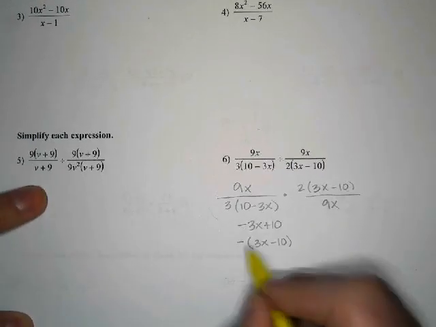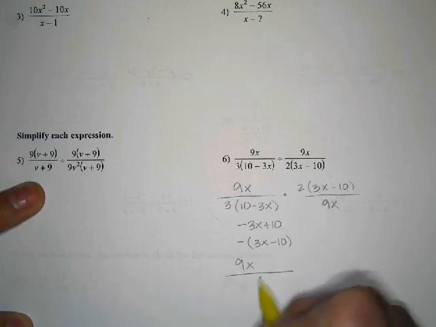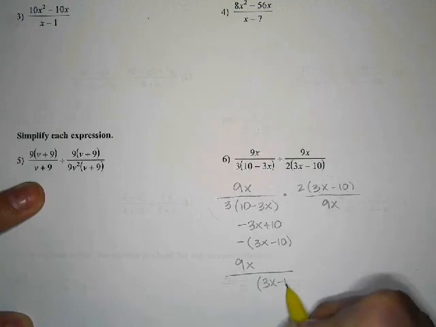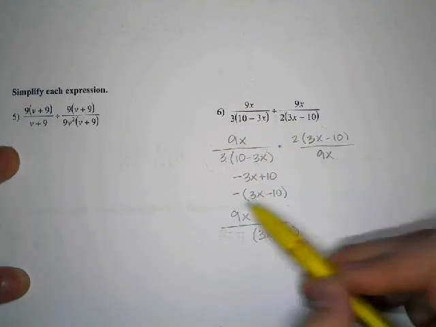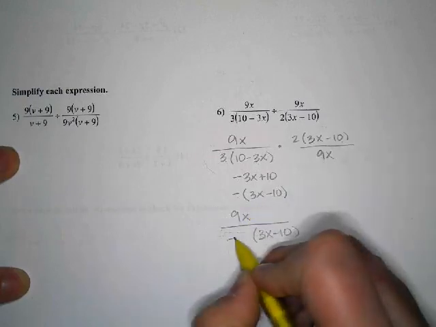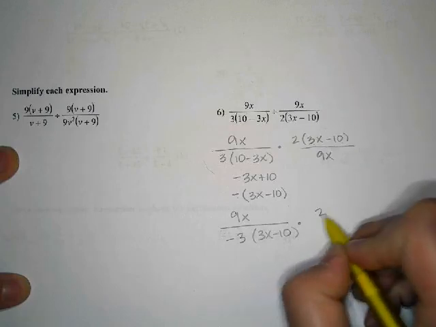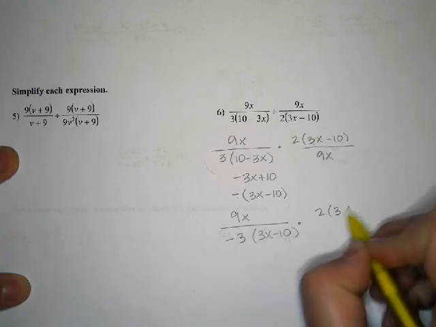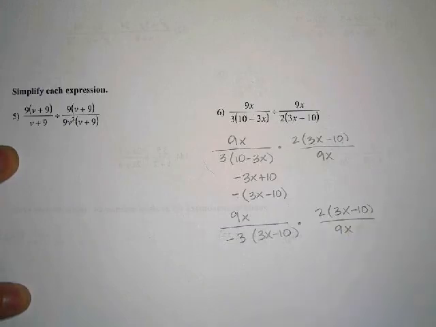So what we're going to have for the first fraction is 9x on the top. Then we have that 3x minus 10 in the parenthesis. And in front, we already had a 3, and now we also have a negative. So I'm going to have negative 3. And then I'll go ahead and just copy down the other fraction over here. So now you can see that the parentheses are identical, and so now we can cancel them.